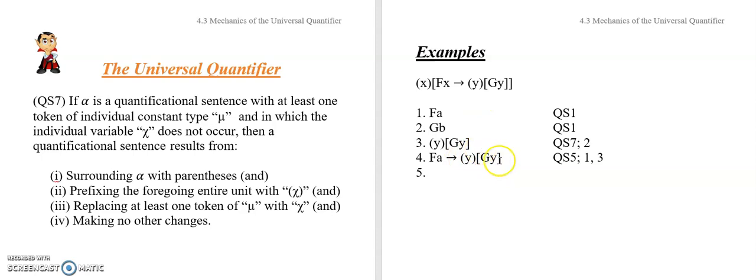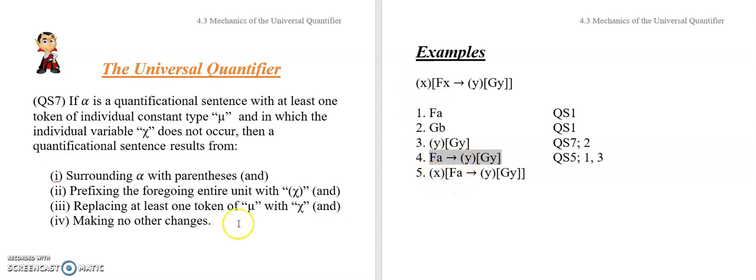And now what I can do is apply QS7 again to this whole thing. So I'm going to take this whole thing here, append the whole thing in parentheses like so, like that, and I'm going to prefix a universal quantifier in terms of x, which does not already occur here. I could not do y again because y does occur here, but x is totally fine.